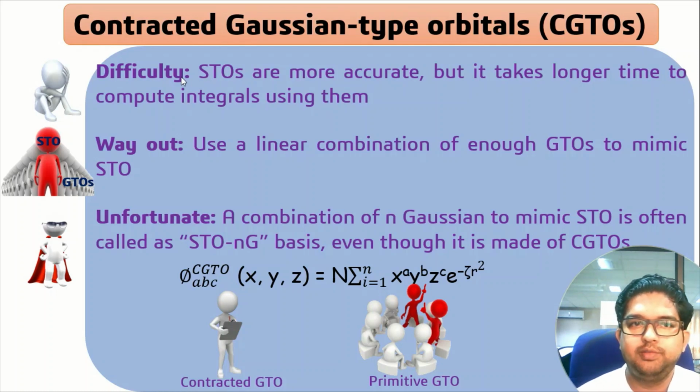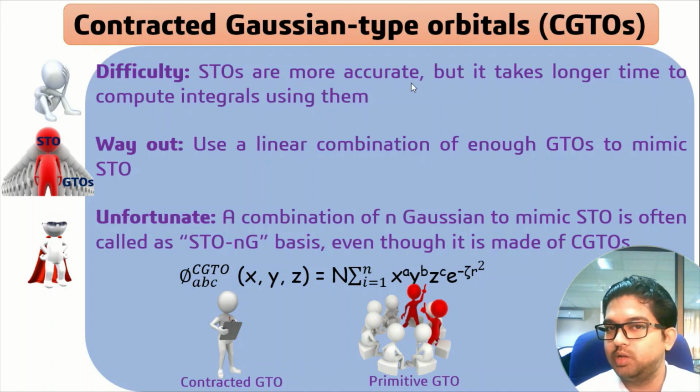There are difficulties with STOs: they are more accurate, but they take a longer time to compute using integrals. So we have to use a linear combination of enough GTOs to mimic the STO. Unfortunately, a combination of Gaussians to mimic an STO is often called an STO-NG basis, even though it is made up of contracted Gaussian type orbitals.